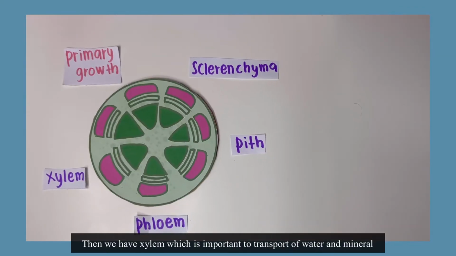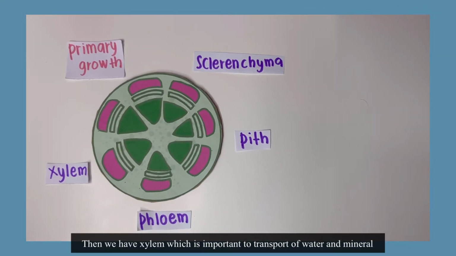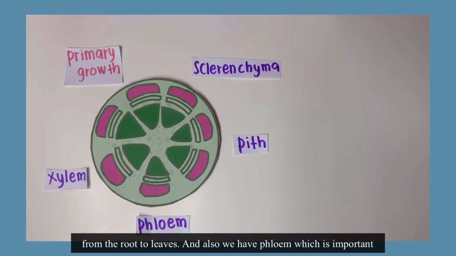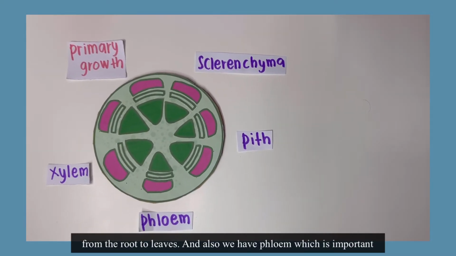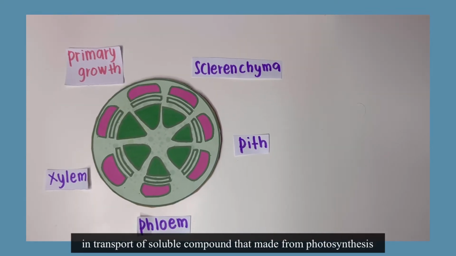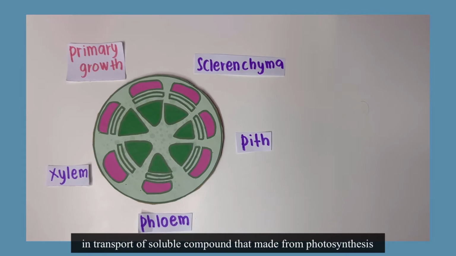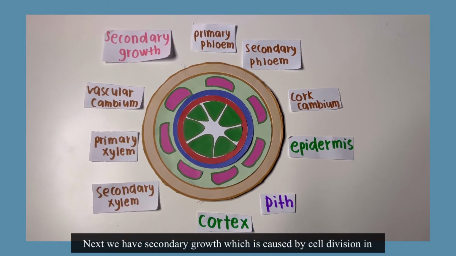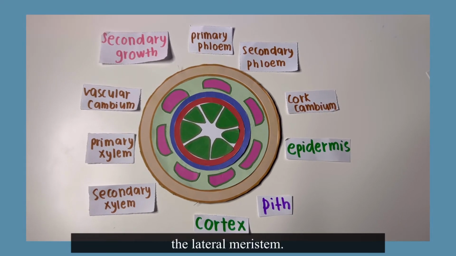And then we have xylem, which is important to transport of water and mineral from the root to leaf, and also we have phloem, which is important in transport of soluble compound that are made from photosynthesis. Next, we have secondary growth, which is caused by cell division in the lateral meristem.